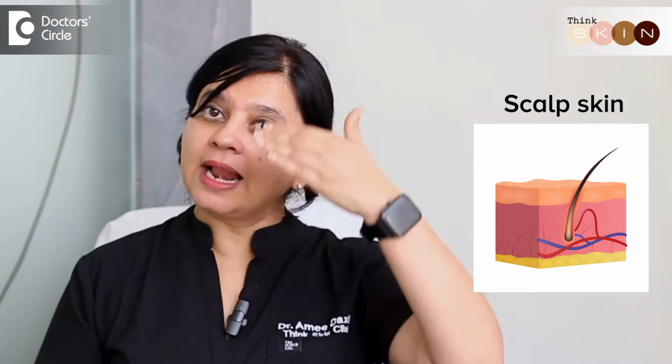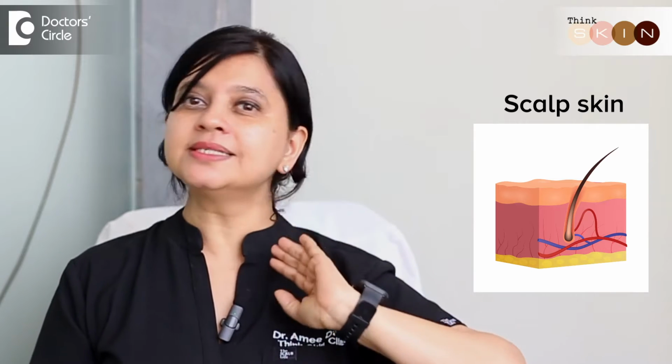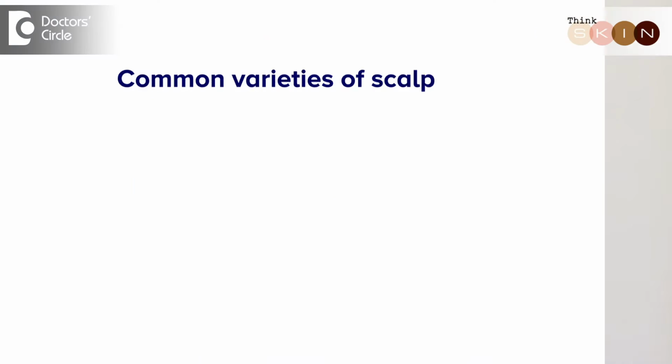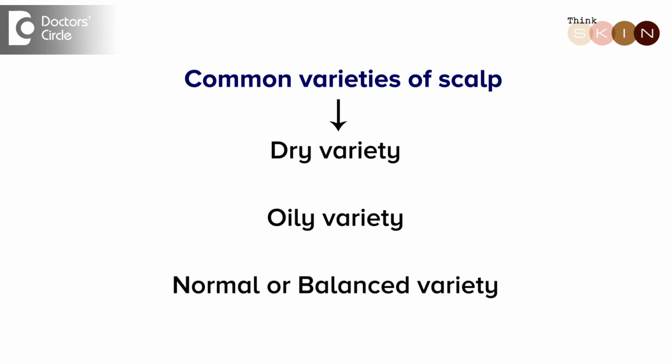So, scalp type understanding is very important. We all have been talking about skin types for the last few years, but we forget that scalp skin is just an extension of our facial skin. And understanding the scalp skin will help us understand what kind of products we need to use and how we should maintain our hair. Again, there are multiple types of scalp types, but the commonest ones that we'll cover are the dry variety, the oily variety, and the normal or balanced variety.